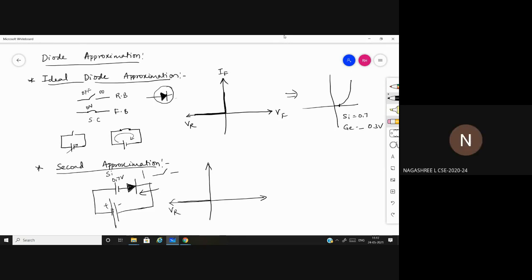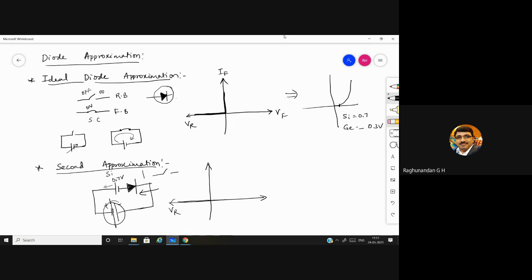Greater than 0.7 volt. Yes, greater than 0.7 volt. When this battery voltage becomes greater than 0.7 volt, then the current will be flowing, because this is also giving out a current which is opposing this current. So they cancel each other. That's why when the voltage of this battery dominates this voltage, then the current will flow.